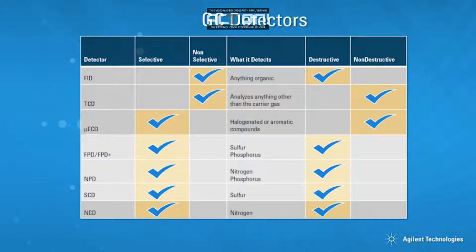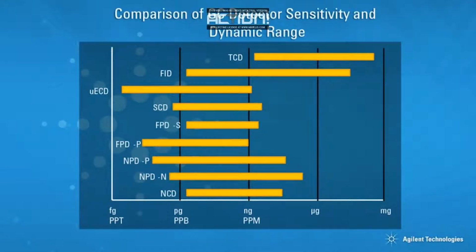Selectivity is the response of one group of compounds in a detector relative to the response of another group of compounds in the same detector. Sensitivity is technically what change in response is achieved per a change in sample concentration.